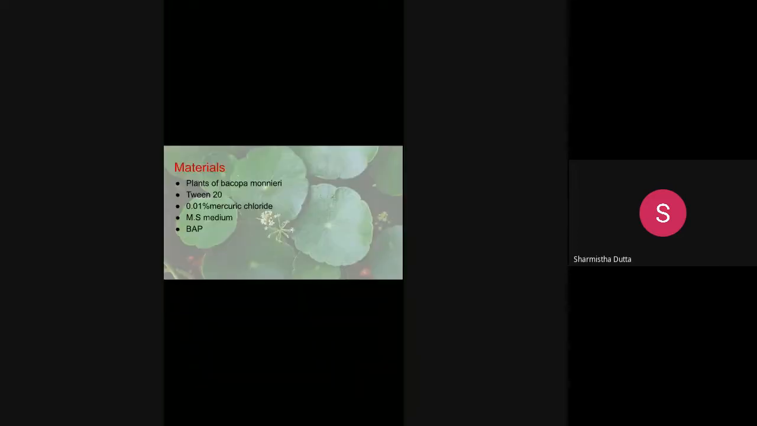It is important to conserve this medicinal plant through different techniques, and the rapid multiplication of true to type plants and efficient transplantation of Bacopa monnieri can be useful in conservation and propagation of the allied plants. And it has vast and varied applications. Coming to the materials used in this research paper: plants of Bacopa monnieri, Tween 20, a surfactant, 0.01% of mercuric chloride, MS medium, and a plant growth regulator called BAP.